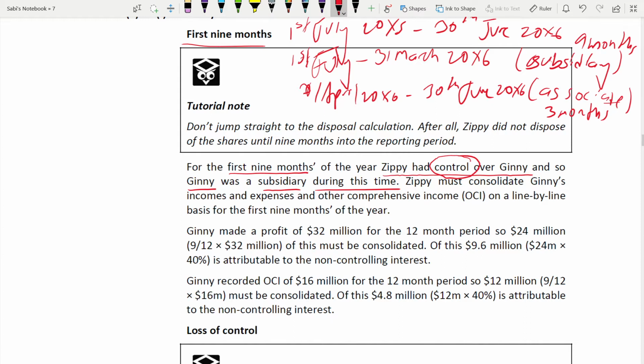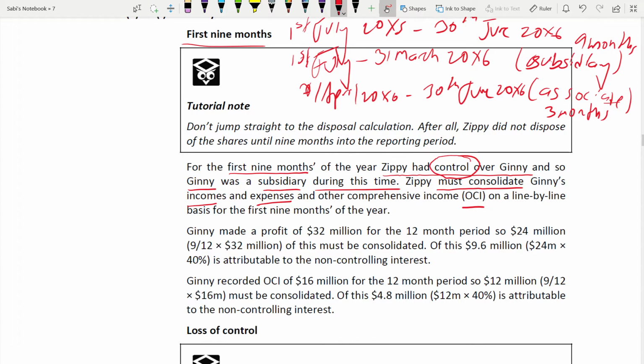Zippy must consolidate Guinea's income and expenses and other comprehensive income on a line by line basis. Okay, so must consolidate what? Income and expenses. You have to talk specifically about income and expenses. Don't just say they have to consolidate. Consolidate what? Income, expenses. Why income and expenses? Because the requirement asked you: statement of profit and loss and other comprehensive income. So in the profit and loss, what are the items that go? Income, expenses, and then OCI, other comprehensive income.